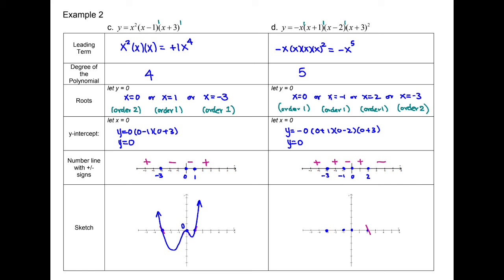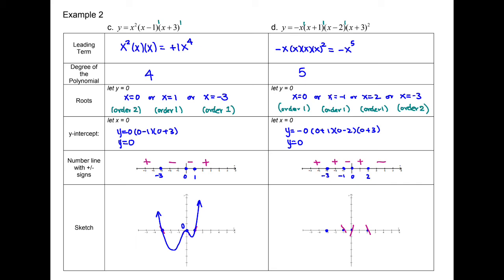Next one, root 0 is also an order 1 root, and it goes from positive region to negative region. And next one, at root negative 1. Negative 1 is order 1 root. That means the function goes through it, looks like a linear relation as well. But this time, it goes from negative region to positive region.